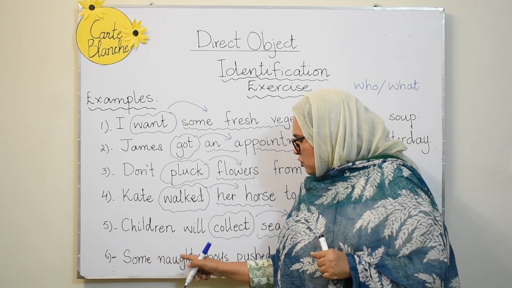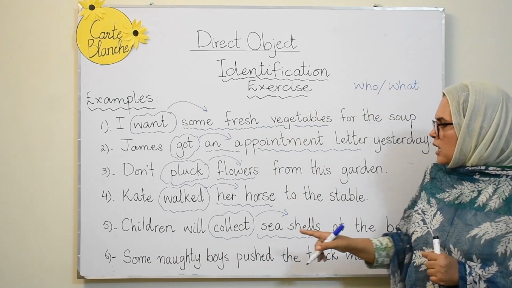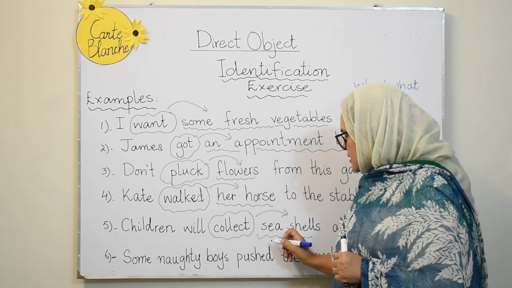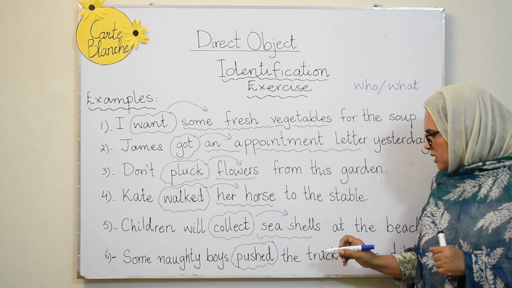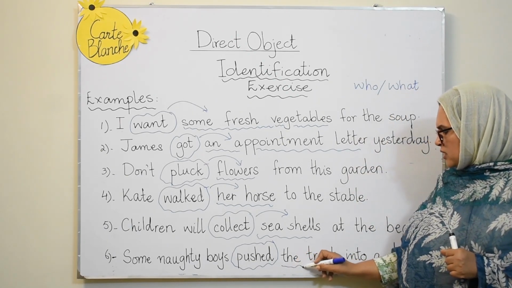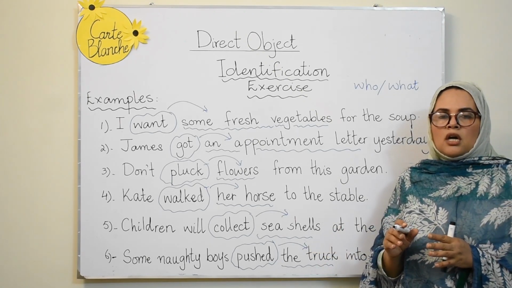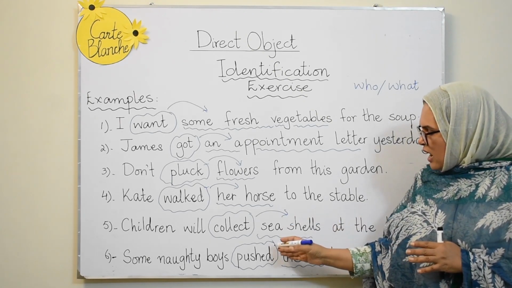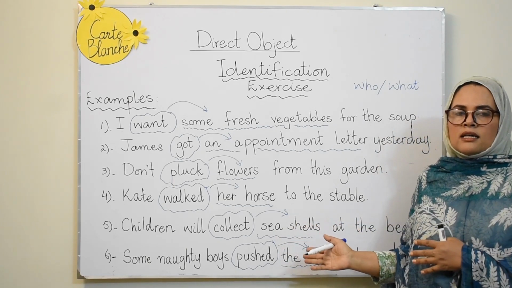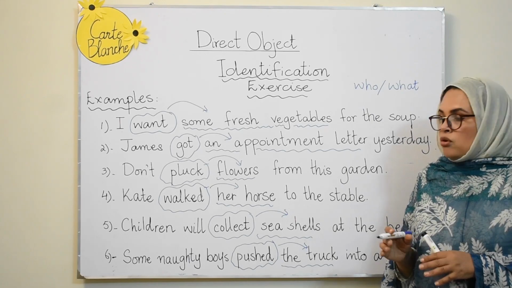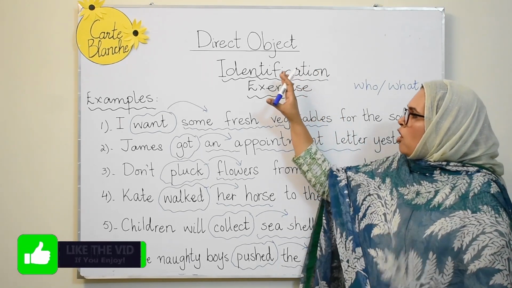Next one, some naughty boys pushed the truck into a ditch. Now some naughty boys, they pushed something. What was that? They pushed the truck. So this is the answer if we ask the question what after the verb from ourselves, this is the answer that we would get. So this is how you must have learned the direct object.